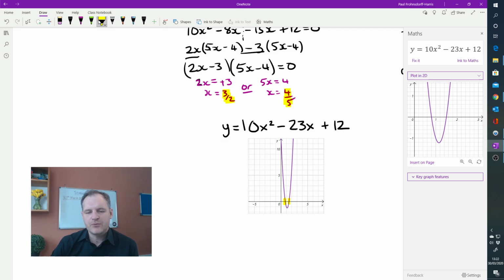If there are multiple ways, then if there's only one way, it means it touches the graph. And if there's none, it's got no solution. If the graph is above the line, there would be no answers. It just wouldn't work. The factorising would break.